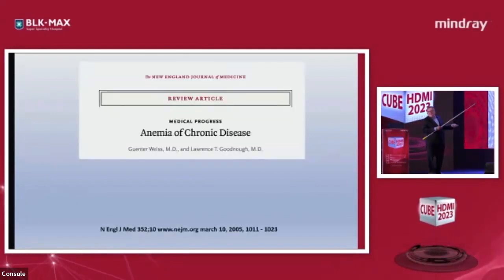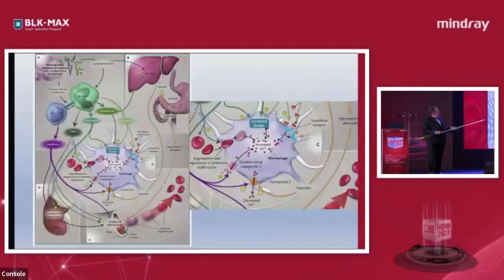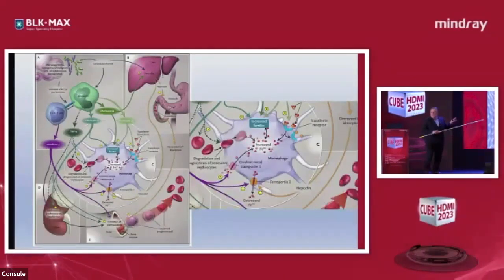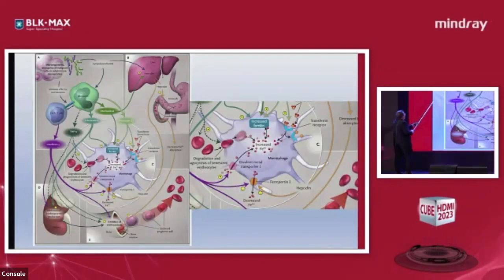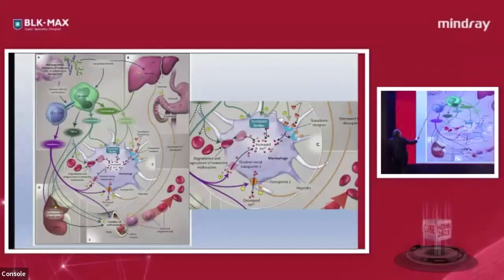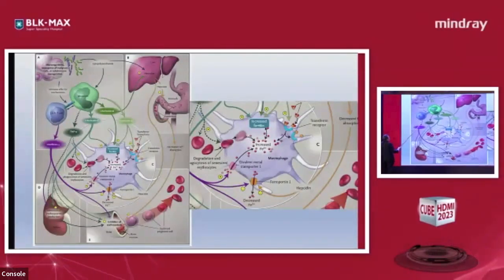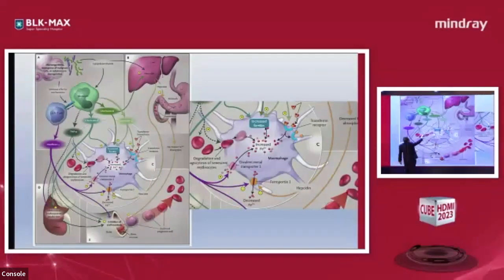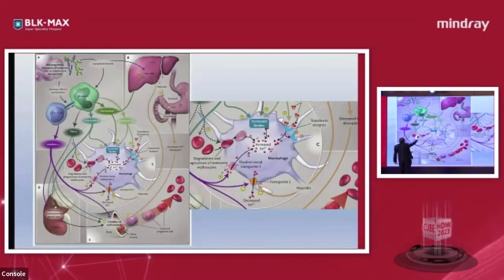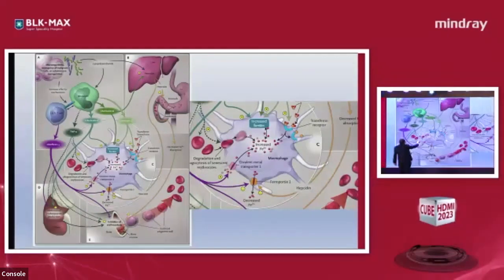Pathophysiology, the article from Gunther Weiss. This is the best graph about iron metabolism. What happens when there are bacteria, when there is cancer, when there is inflammation? The liver provokes, here we have interleukin 6.